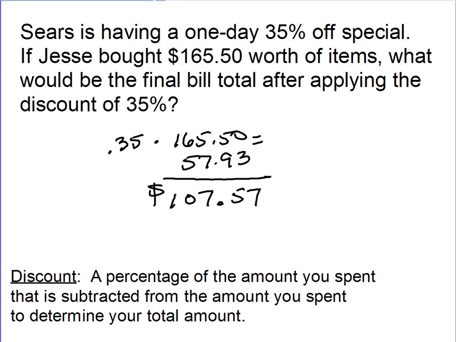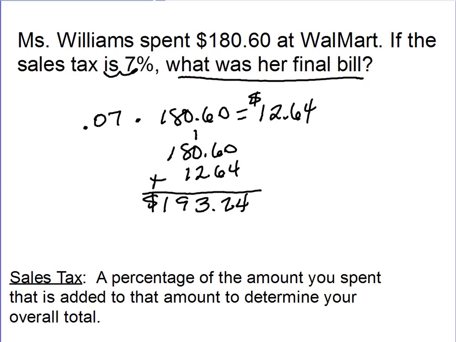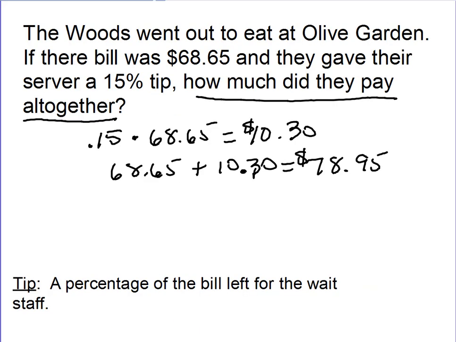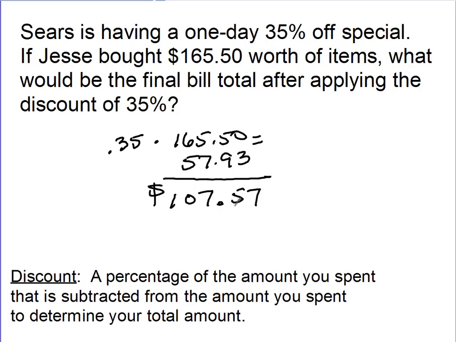So all three of these, whether it is tip, whether it is sales tax, or whether it is discount, you still figure every single one the same way. But with tip and sales tax, you add the amount to your total to get your final amount. And for discount, you subtract it away. And that's how you find tip, sales tax, and discount.